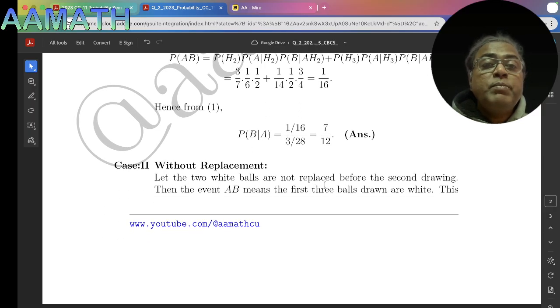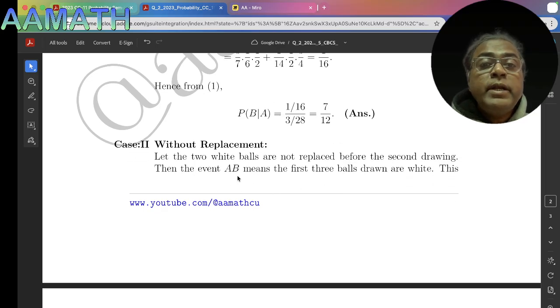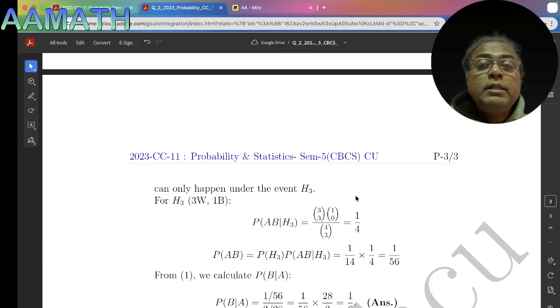Next, case 2, without replacement. Let two white balls not be replaced before the second drawing. Then the event AB means the first three balls drawn are white, and this can happen under the event H3 only. For the event H3, it means three white balls and one black ball drawn from the first turn. So PAB by H3: from these three white balls, we draw three white balls, and from one black ball, we draw zero black balls, divided by 4C3, this is equal to 1 by 4.